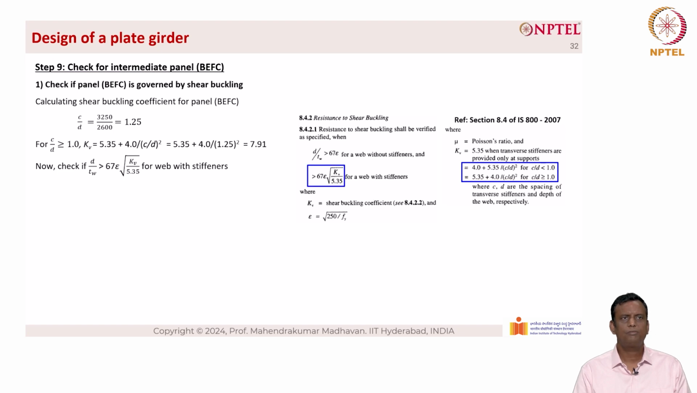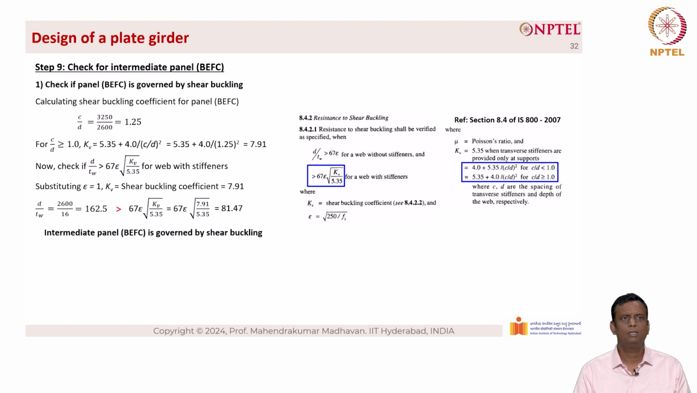Now let's check if D by TW is greater than 67 epsilon into root of kV by 5.35 for web with stiffeners. Substituting epsilon equal to 1, kV equal to 7.91, we have D by TW equal to 2600 divided by 16, which is equal to 162.5. The other side is 67 epsilon into root of kV by 5.35, which boils down to 81.47. Obviously 162.5, which is D by TW, is greater than 81.47. So the intermediate panel BEFC is now governed by shear buckling.